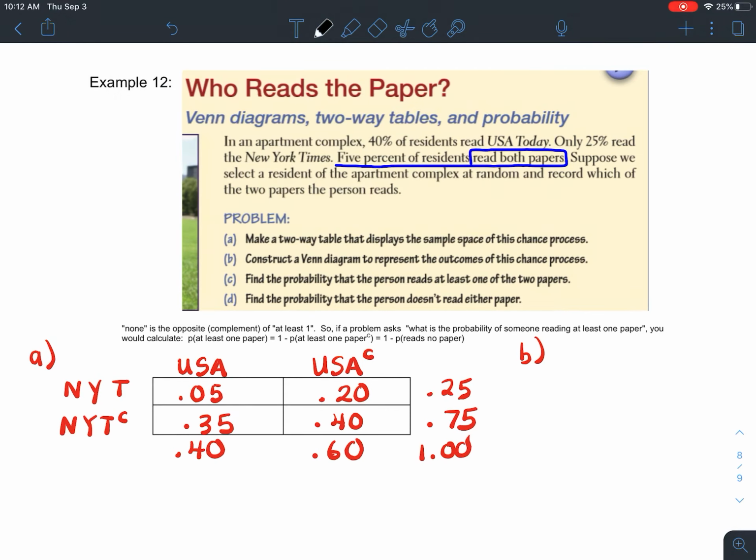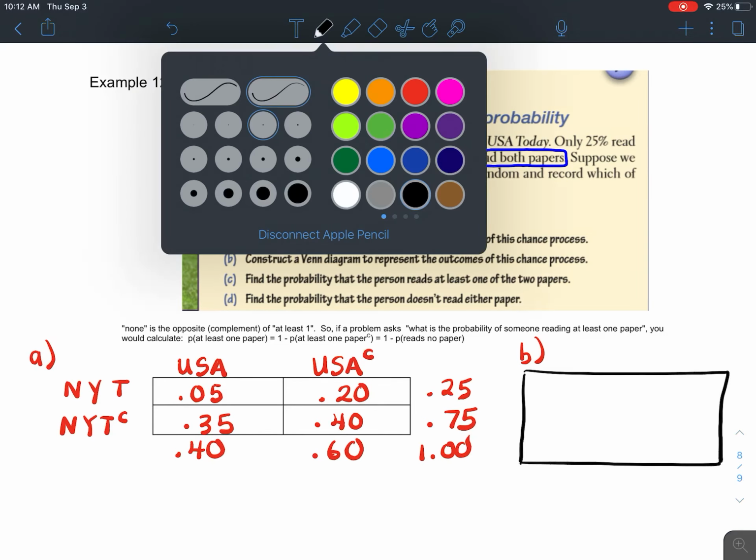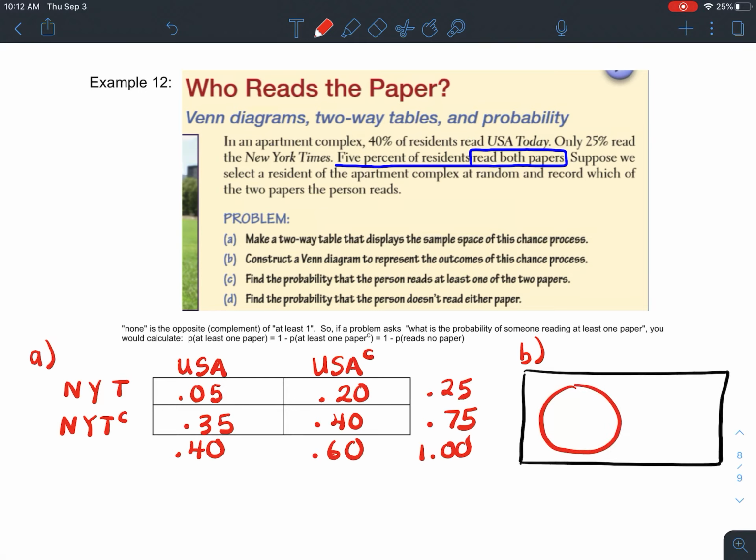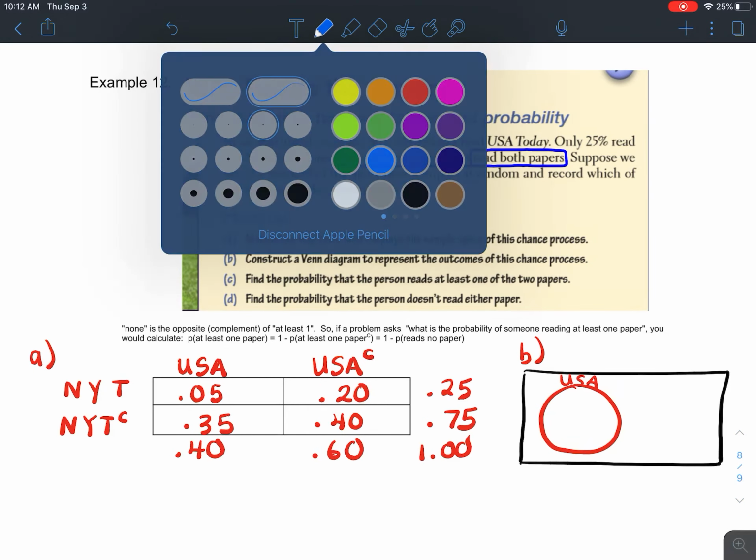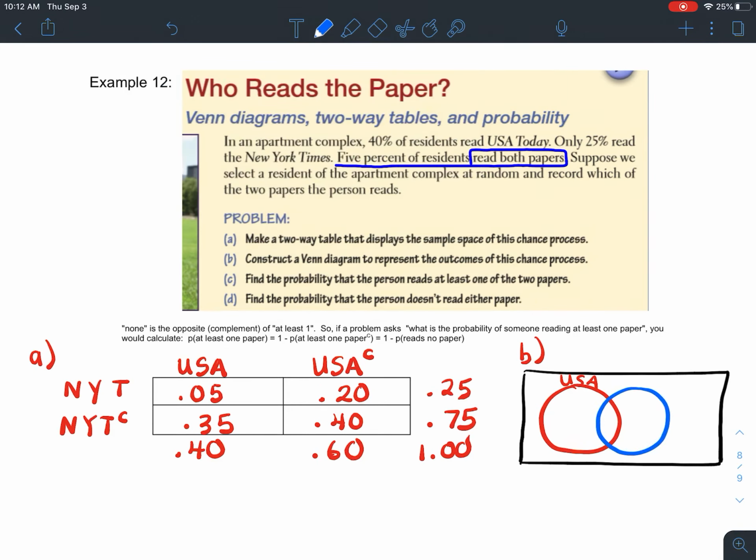Now for part B, I guess that's part A here. Part B wants us to make a Venn diagram. A Venn diagram is when we have those circles, and if the events are overlapping or intersecting, then those circles tend to interlock. So I'm going to let this red circle represent all the people in this apartment complex who read the USA Today. And we do know that some people read both papers, so I'm going to make these two circles interlock. The blue one will be the percentage of people who read the New York Times.